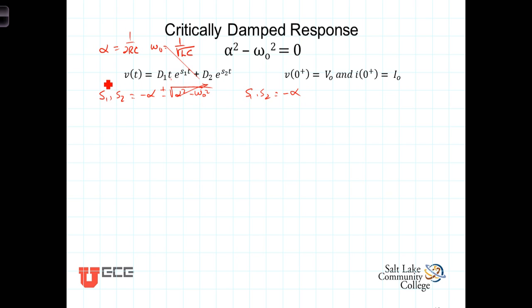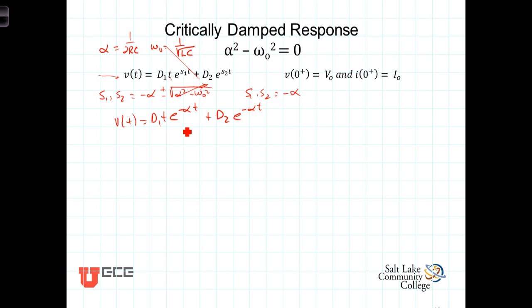Thus, for the critically damped response, v of t is equal to d1 times t times e to the s1 t plus d2 e to the s2 t, where s1 equals s2 equals minus alpha. So let's rewrite that. v of t then is equal to d1 t e to the minus alpha t plus d2 e to the minus alpha t. We now have two terms that are different, and we have two constants that we need to evaluate from the initial conditions.